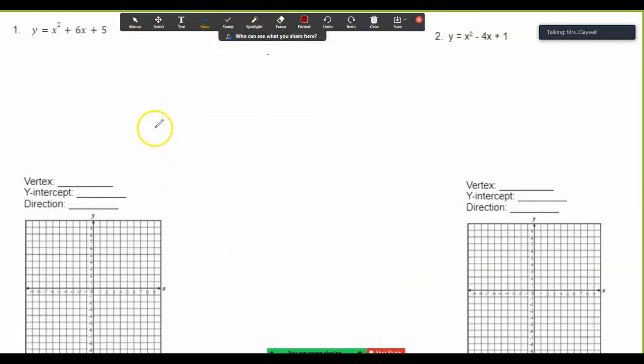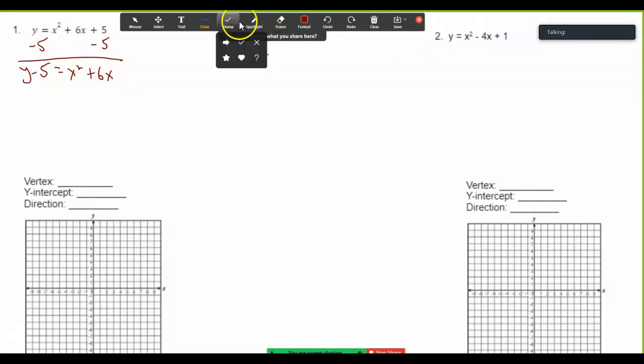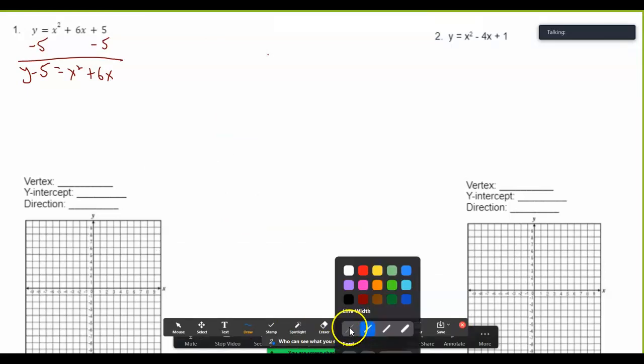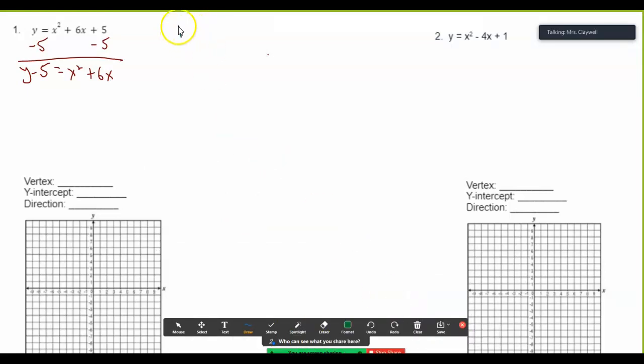Okay, we're going to repeat this a couple more times. I'm going to move my constant to the other side. My b over 2 squared, this is my b. So 6 over 2 squared is going to get me 9. So I'm going to add 9 to both sides.